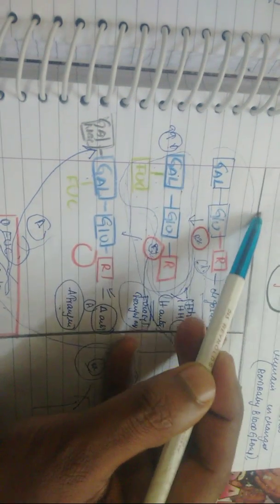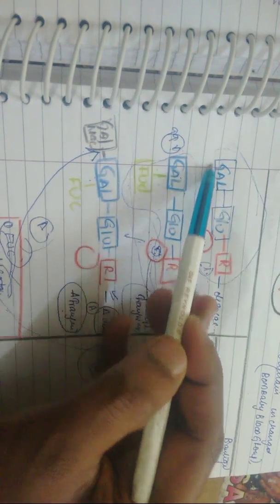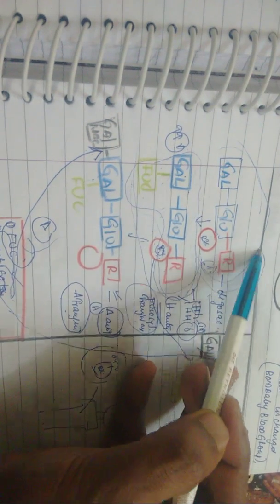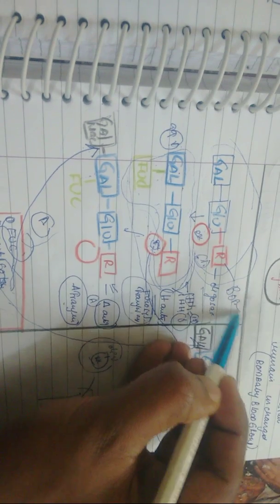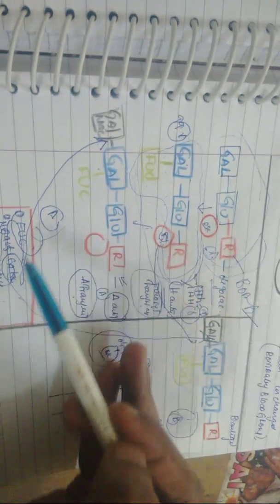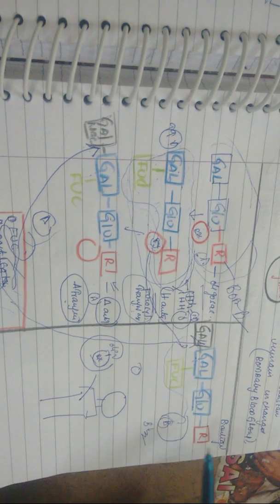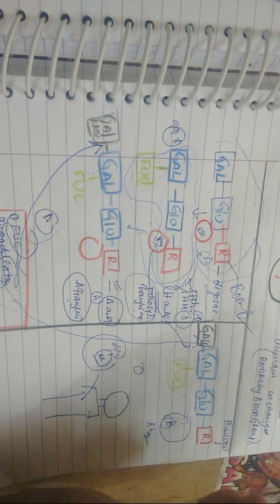And this type of antigen or blood group, we call it the Bombay blood group. So that is the basic concept you should understand from here. And now let's read our notes for better understanding.